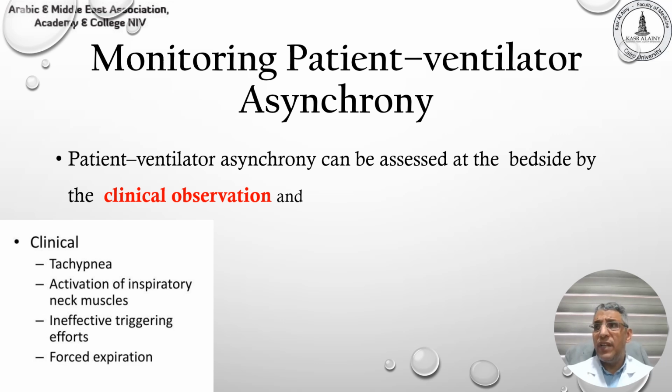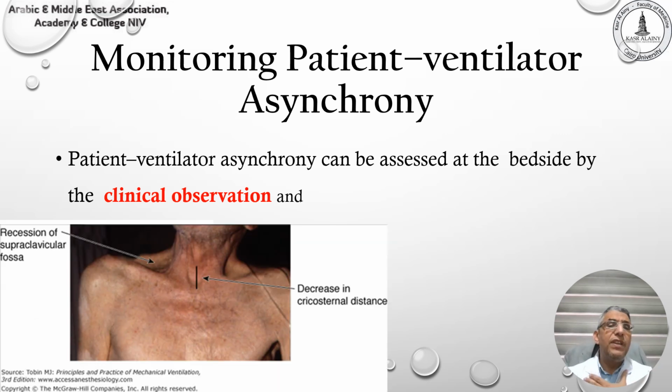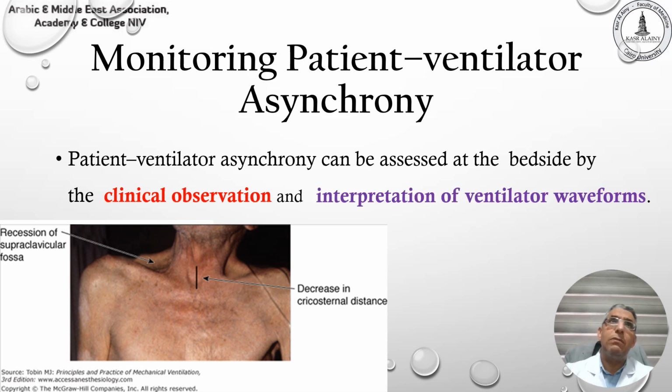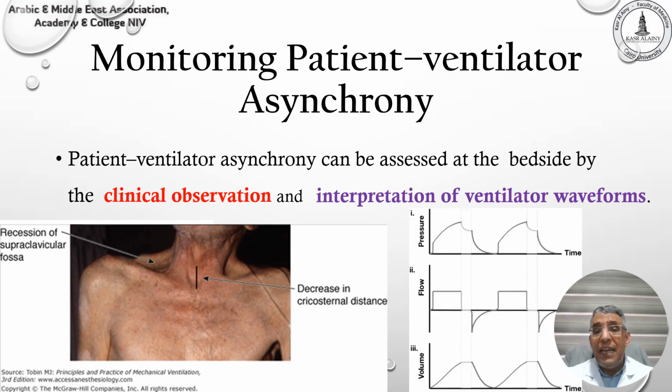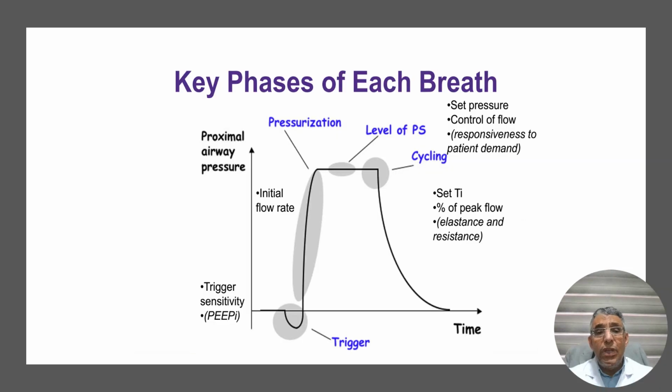How to monitor patient ventilator asynchrony? Very simply, clinically. If the patient is tachypneic, if there is activation of inspiratory muscles, or ineffective triggering effort, this will be observed clinically, and this patient is fighting the machine. And I may use the ventilator graphics, pressure-time, flow-time or volume-time, to detect the leaks.